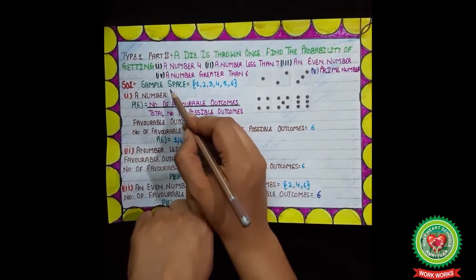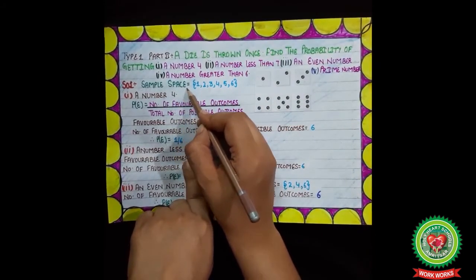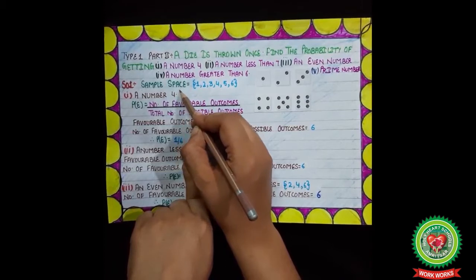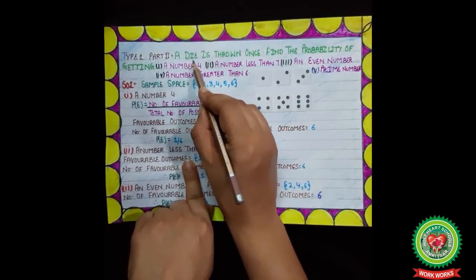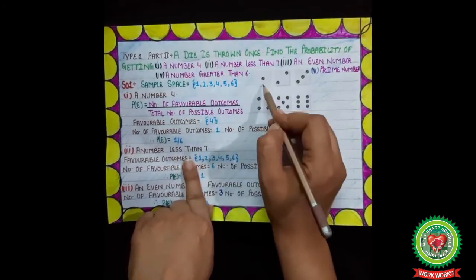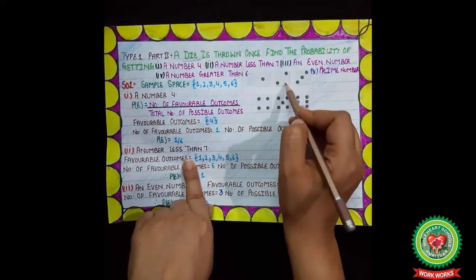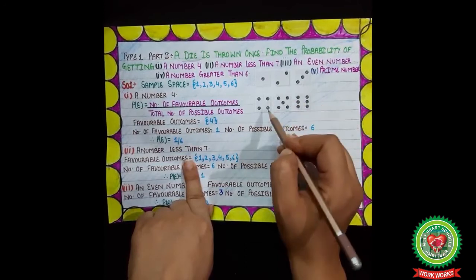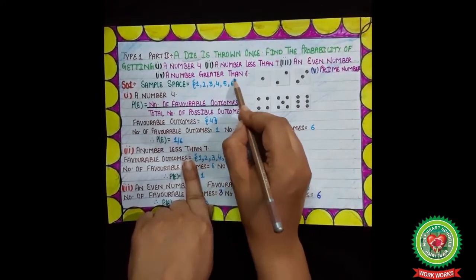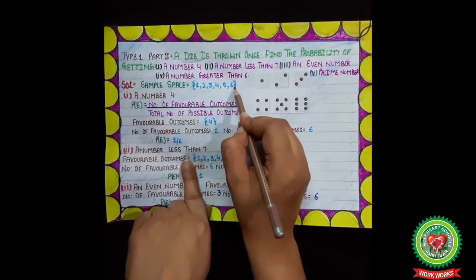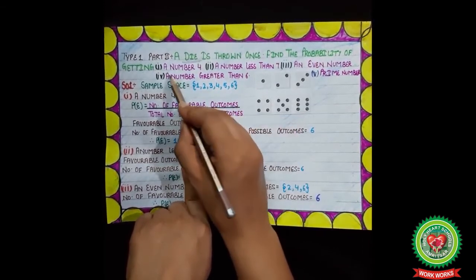Now students, as I told you in the previous question, firstly we have to write the sample space. So what is the sample space in case of a die? This is the sample space: 1, 2, 3, 4, 5, 6. We'll write it here. This is the sample space. Now start with part number 1.